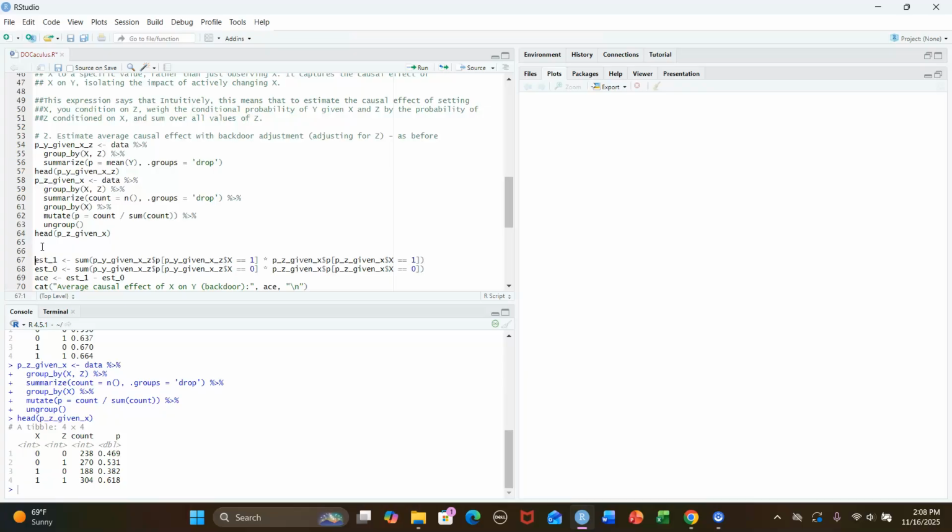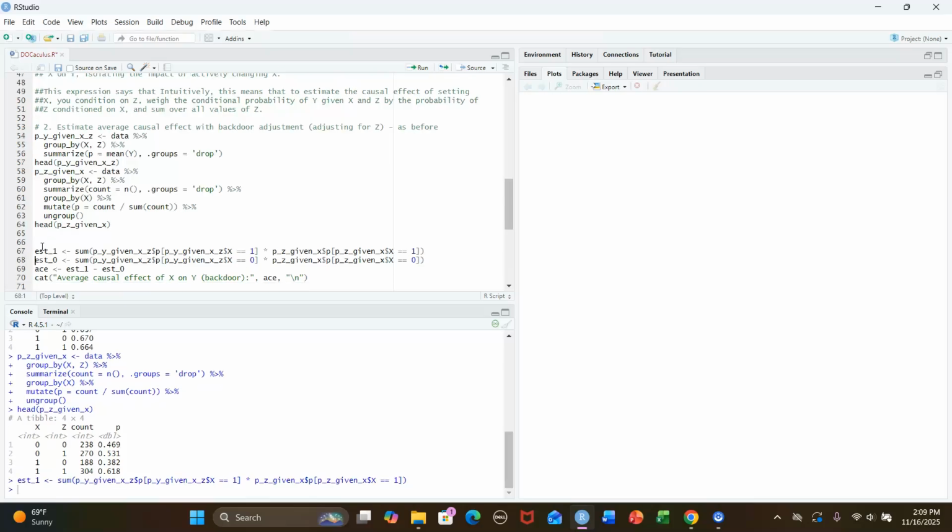So after we calculate these two data frames, now we get the conditional probabilities. So we can calculate estimate underscore 1. So this is the probability of Z given X and times probability of Z given X and let X equal to 1. Okay, so that's using the formula but specify X equal to 1, which we assume to be the intervention.